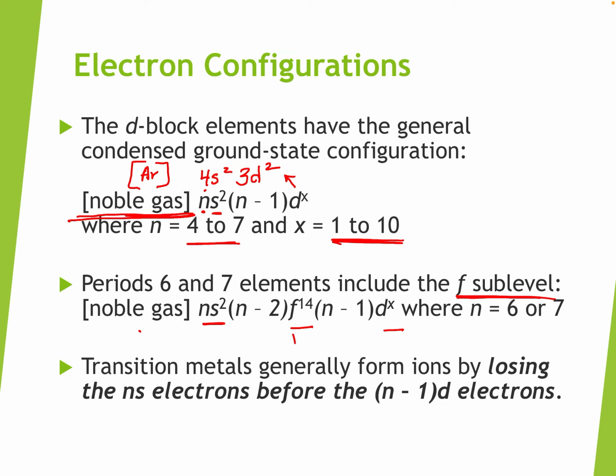When we have this f block, this is going to be n-2. So again, if this is like a 6, this would be a 4, and this would be a 5.